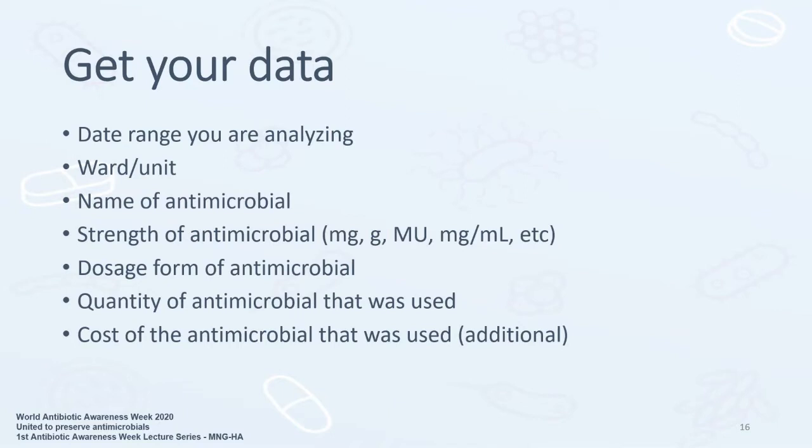By the way, dosage form basically means, is it IV? Is it a tablet? Is it a solution, an oral solution? So this is what dosage form is. The quantity of the antimicrobial that was used would be the next most important part, which is what quantity you have used from the antimicrobial, and then the cost of the antimicrobial that was used, which is additional data that can help you with your analysis.